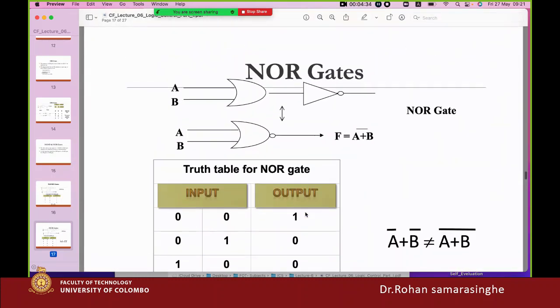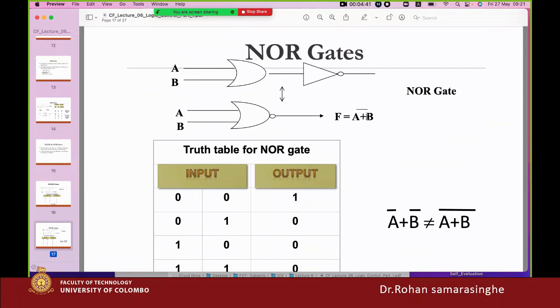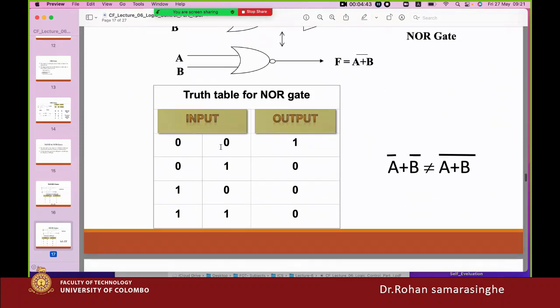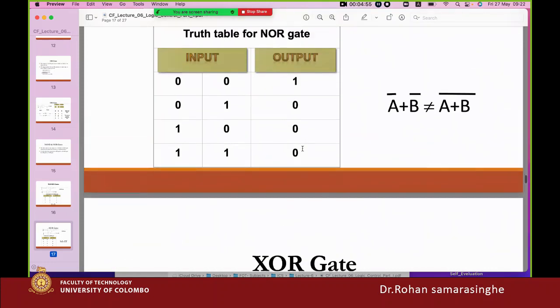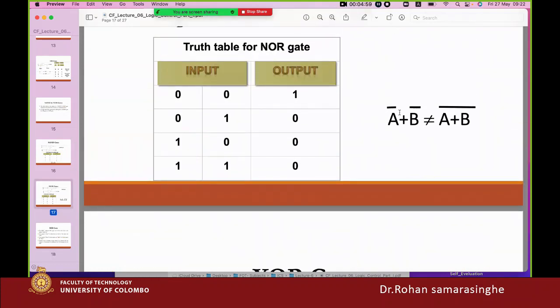NOR gate also, for the OR gate, the output is going through a NOT gate. A plus B, whole bar. That is 0, 0, 1. Otherwise, 0. If one input is 1, the output is 0. If both inputs are 0, the output is 1. And you have to understand that A bar plus B bar is not equal to A plus B whole bar. So you have to understand that.